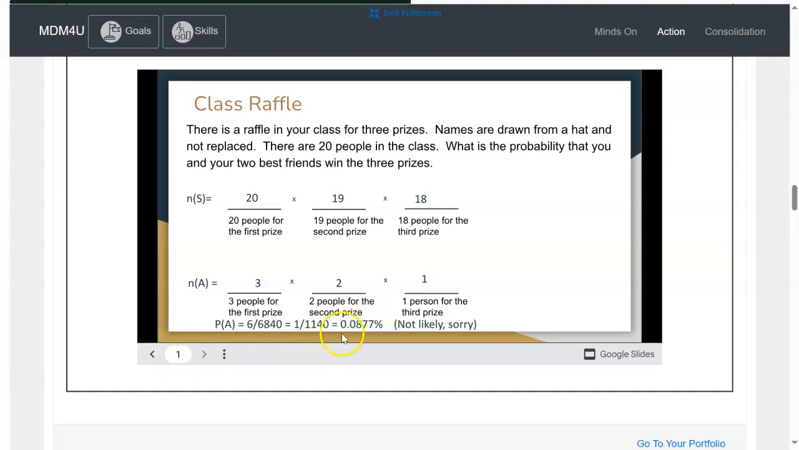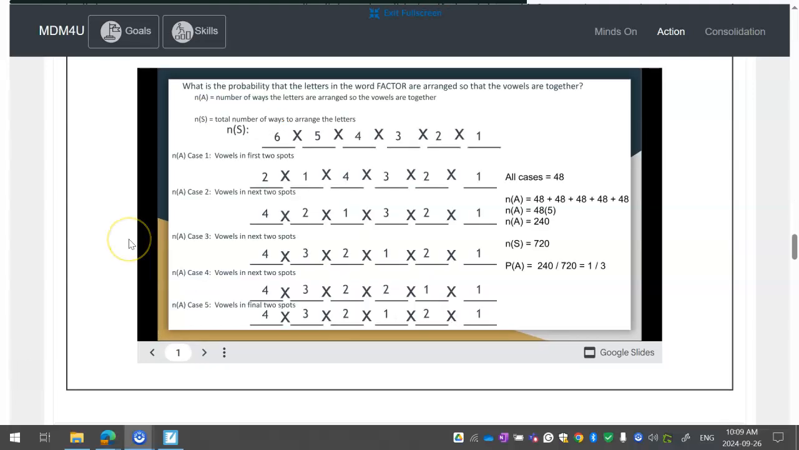Or sorry, less than 0.08%. Okay, tiny probability. I'll continue with this. I don't want to make the video too long, so I'll stop after this. The last part here is when you have cases. So when there are cases that qualify as success, you have to add the number of cases together.